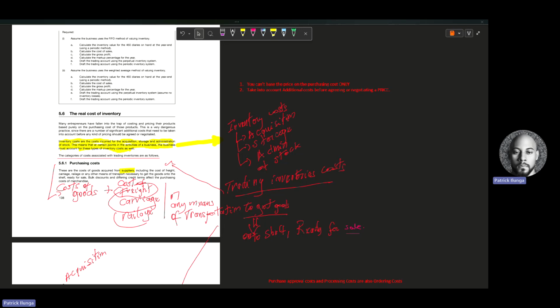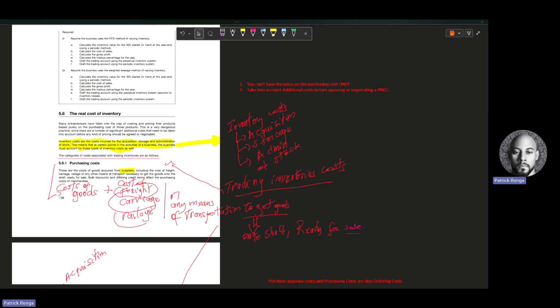And when it comes to the real cost of inventory, there are two things that are very important, and I've written them down for you on the screen. The first thing is we cannot base the price on the purchasing cost only. This is a dangerous practice, by the way, and that's what your textbook says. It's not me who's saying that.